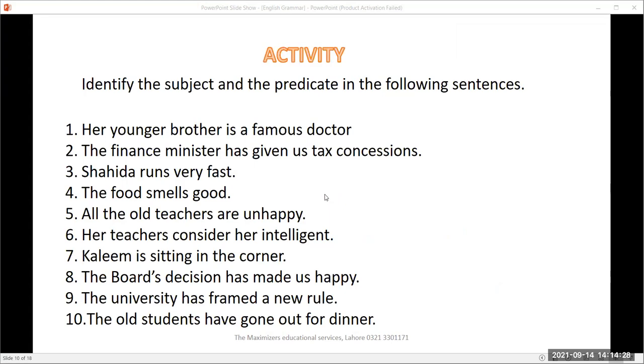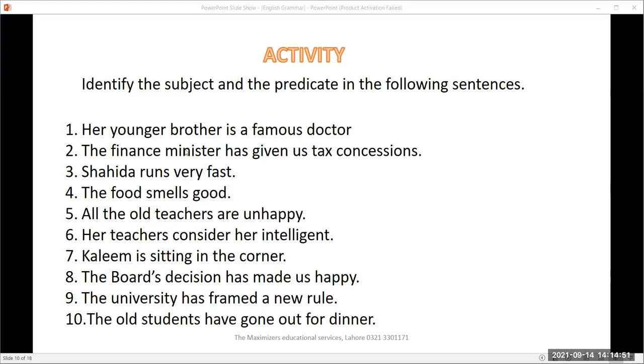Now here is an activity. In this activity you have to identify the subject and the predicate in the following sentences. So here we have to find out only two things: one is the subject and the other is the predicate. We are not going for all the elements of a sentence which are given in a predicate.